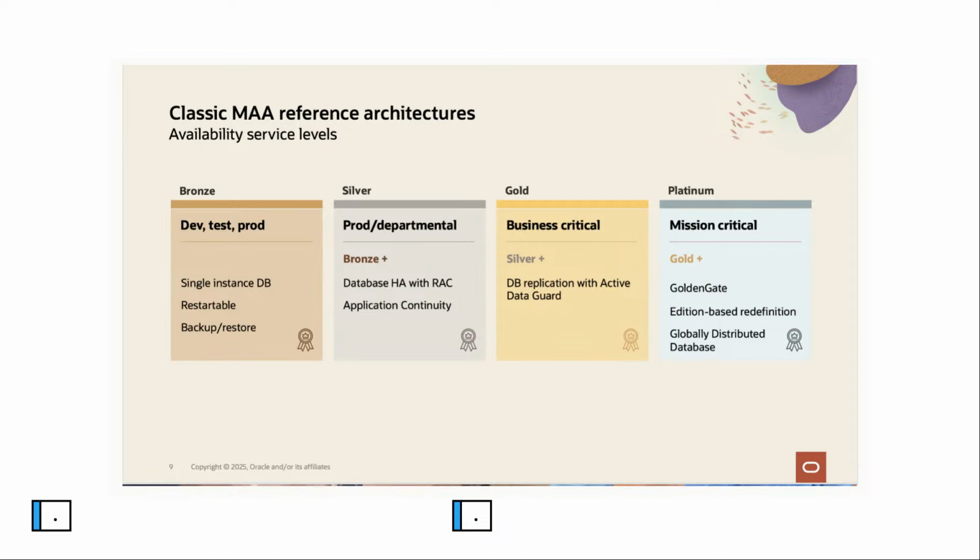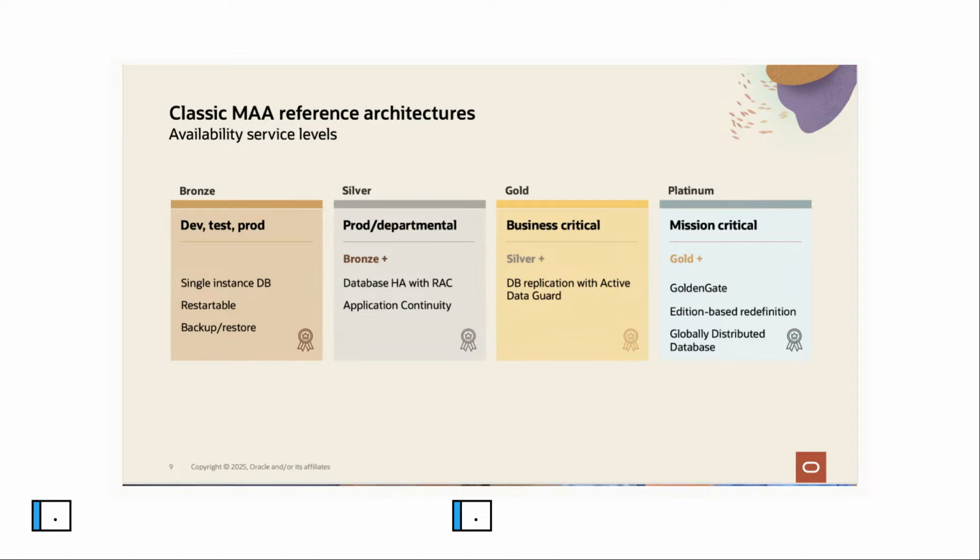Gold also adds disaster recovery capabilities to your environment. So now you need to introduce at this level Data Guard. And of course, Data Guard for disaster recovery capabilities, Real Application Cluster, RAC, from the Silver to protect your high availability, and also RMAN from the Bronze to have backups. So you have different levels of protection.